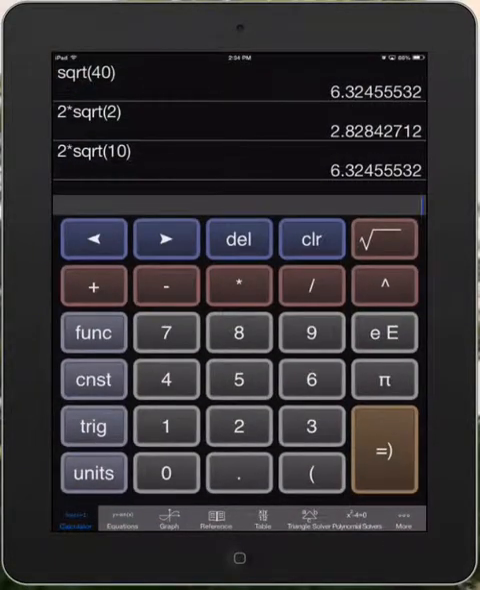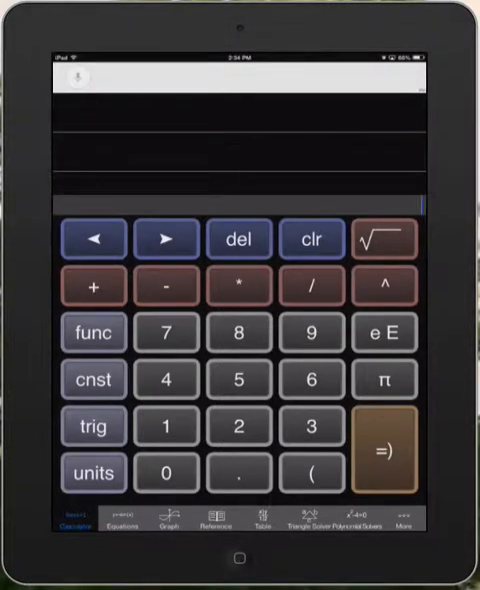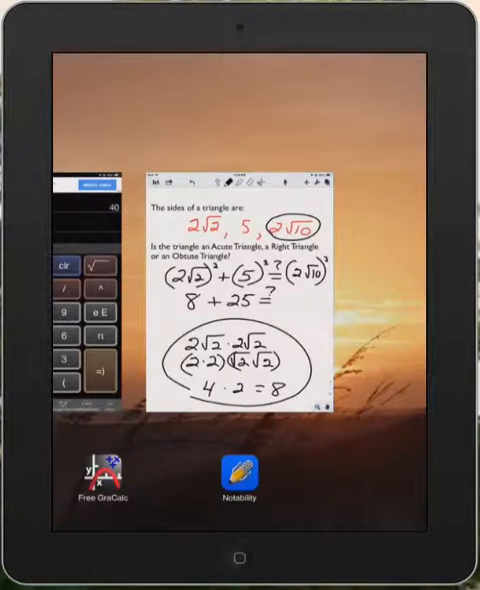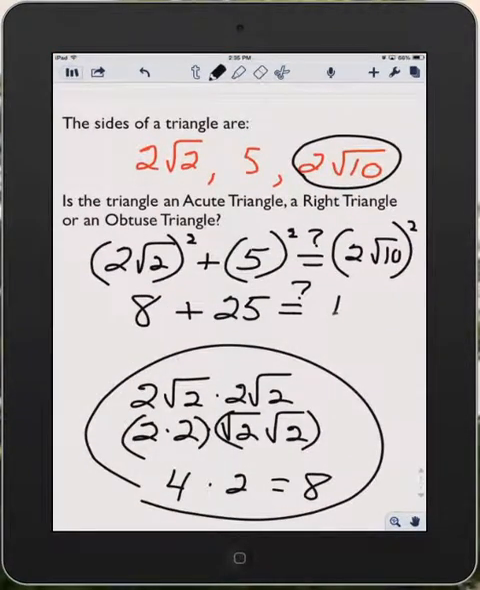We'll clear this previous work, and we'll go 2 times square root of 10 times 2 times the square root of 10. In other words, 2 times square root of 10 squared, multiplied by itself, equals exactly 40. So the calculator, even though it approximates for the square root of 10, when it does all of that calculation, gives you exactly 40, which is the exact answer. So even though you might have thought we'd end up with an approximation, we didn't. We ended up with the exact answer.